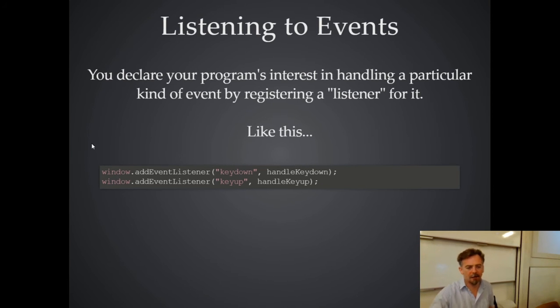Okay. So this is how you do it. Take the window object, say I want to know about keydown events, and when a keydown event occurs, you want it to call this function. And when the key up event occurs, you want to call this function. So that's what you do.